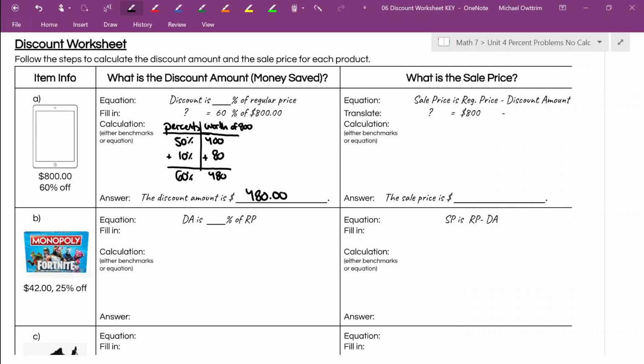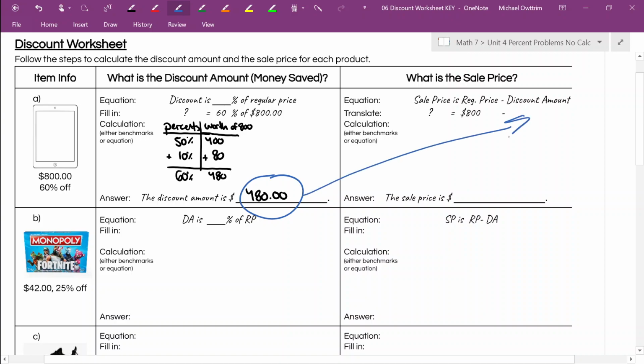Then to find our sale price, the $480 is the amount of money that we're saving. So we're going to take our $480 that we calculated as a discount amount, and we're going to plug it into this equation. Our equation for the sale price is take your regular price and subtract whatever your discount is. So in this case, we're subtracting 480. We'd start with our 800 on top. We need to subtract 480.